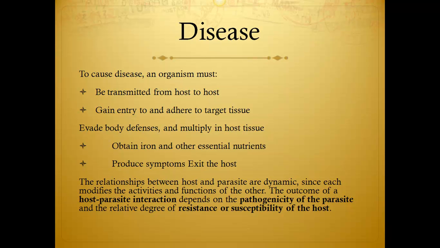So how do we get disease then? Well, to get disease, the organism must be transmitted from host to host. It must be able to gain entry, and the organism must be able to evade the body defenses and multiply in the host tissue. Obtain some nutrients and produce symptoms, then potentially exit the host. So any deviation or interruption from the normal structure and function of any part of the body can lead to the spread or cause of disease.